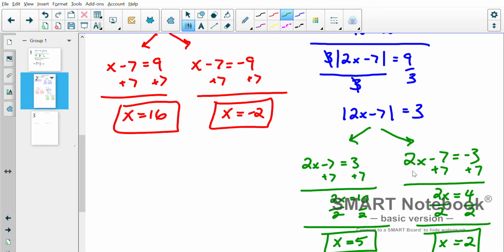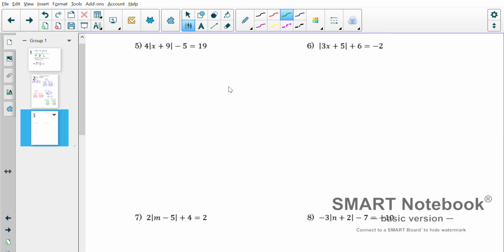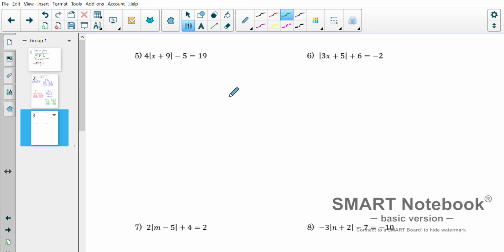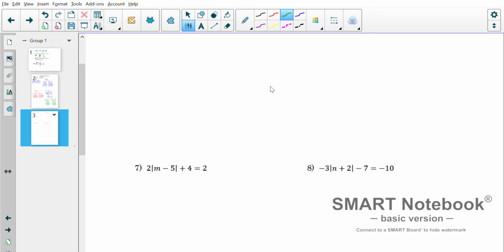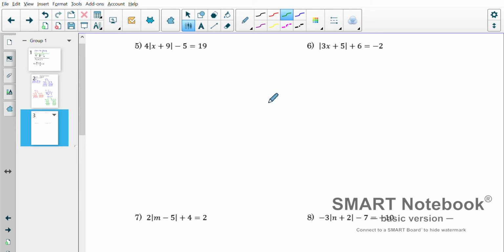So, only difference, guys, when you have operations going on outside of your absolute value symbols, you must get rid of those first before you split it up to find your two solutions. Now, why don't we pause it here? Why don't you guys try number 5, and we'll go from there. So pause it, try number 5, then we'll bring it back together and see where we're at.